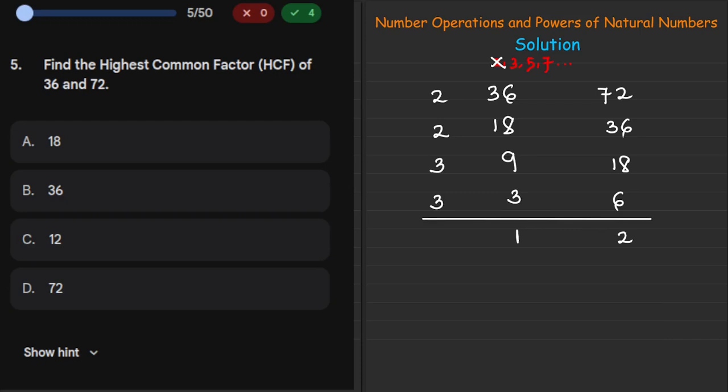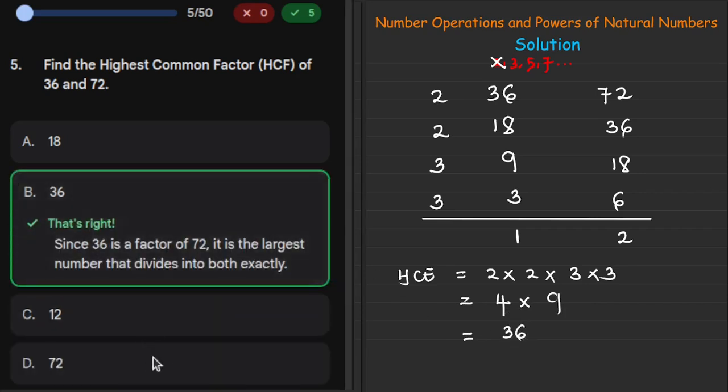So it simply means that our highest common factor, which is our HCF, is going to be what? 2 times 2 times 3 times 3. 2 times 2 gives us what? 4. Then 3 times 3 gives us 9. If we multiply 4 by 9, we get 36. So our answer is 36. Now, I had to go through this so that you understand this method. But you could have even just looked at the options and told the answer.